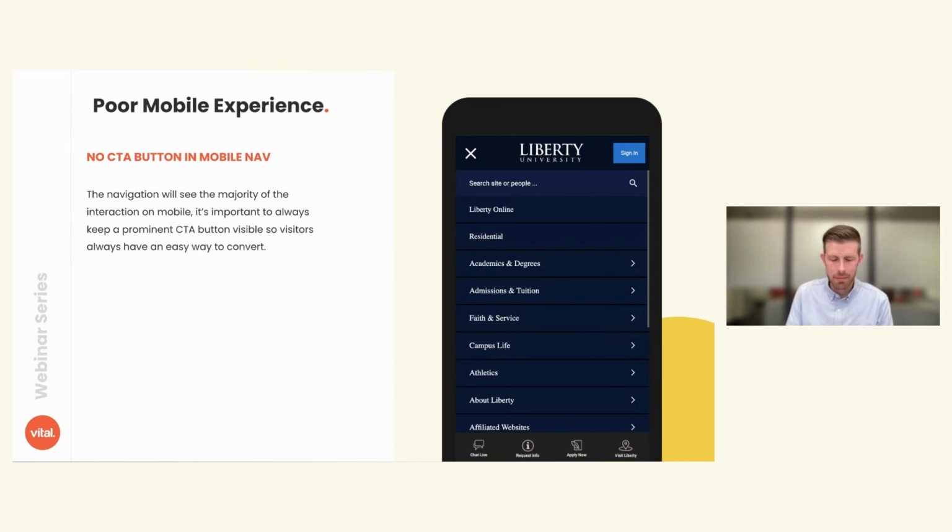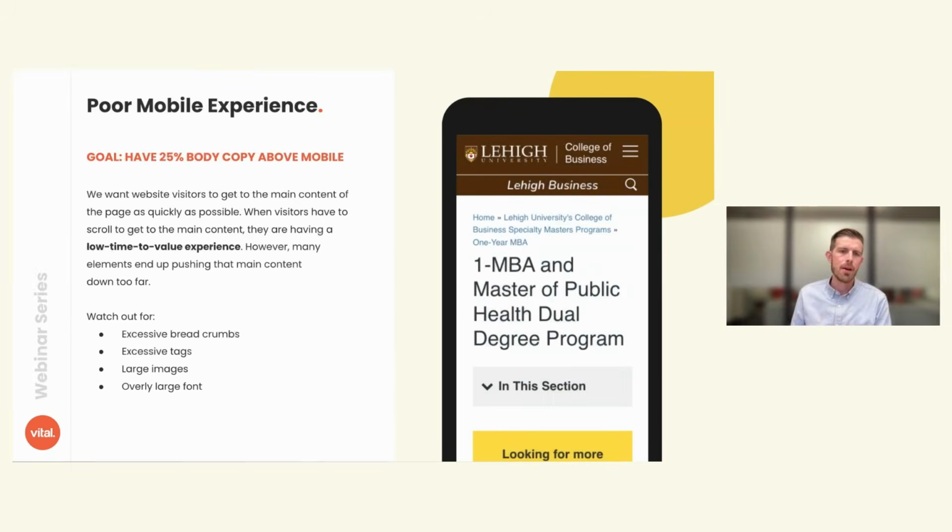Again, that's not aimed at the audience that we're trying to convert into leads for us, but they got a button into their main nav on mobile, so that's great. And then the bottom here though is great. At the bottom I have chat live, request info, apply now, visit Liberty. I have 4 CTAs on mobile in my main nav, and they even have nice icons. It's a great way to handle that.